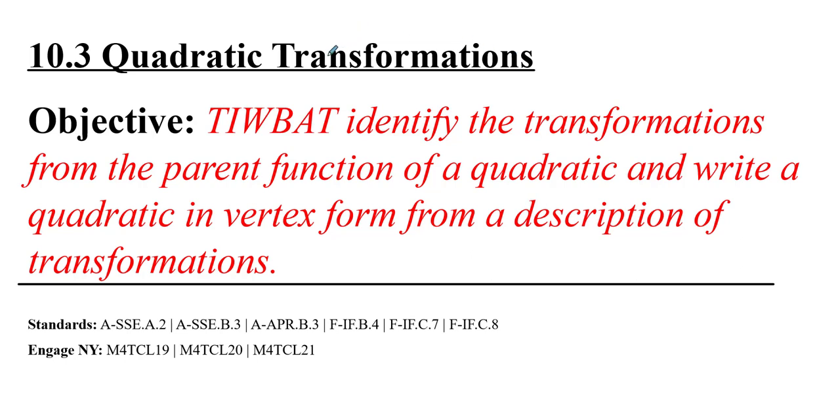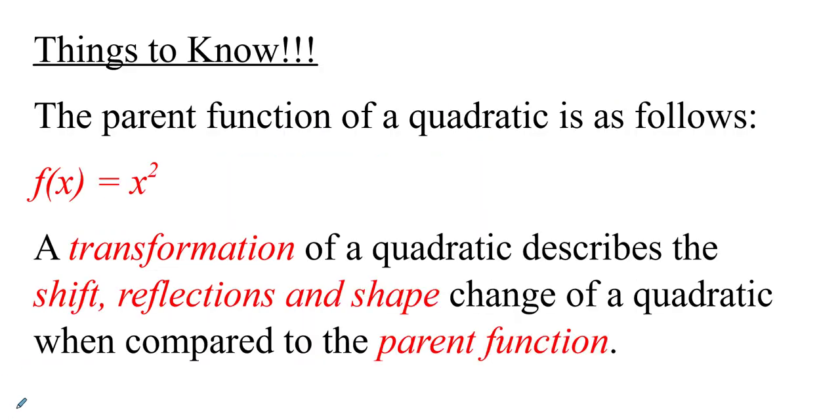What we're going to do in this section is identify what we call transformations from the parent function. So I'm going to talk a little bit about what our parent function is of a quadratic. And then we're going to be able to also write a quadratic in vertex form if I give you a description of transformation. So it's one thing to tell you what to transform and how to graph it, but it's also important that we can look at a graph and understand the transformations that it went through. So without further ado, we have our things to know.